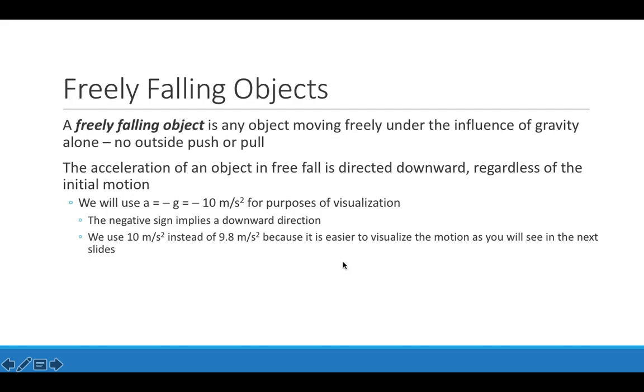For this particular presentation, we're going to use that the acceleration has a value of 10 meters per second squared, and so we say that gravity is actually 10 instead of 9.8. And this just helps with visualization, and we'll see why when we look at some examples and try to conceptualize this. But the negative sign here just implies that the acceleration is always in the downward direction, right? It's directed downward. And we say that the positive direction for vertical motion is upward.